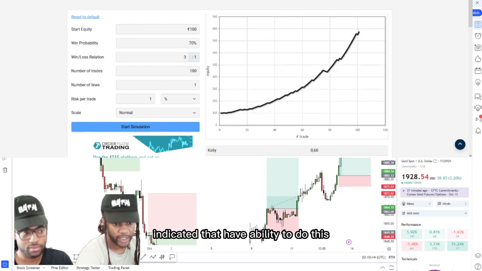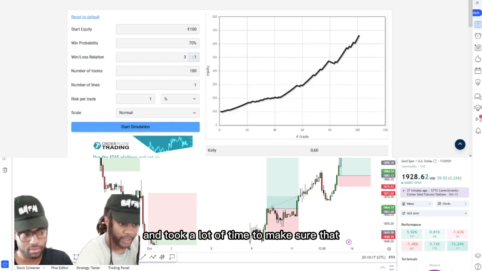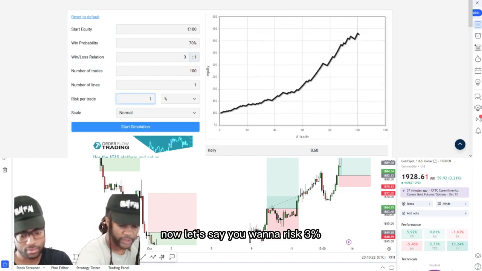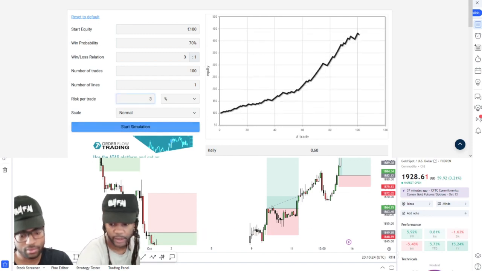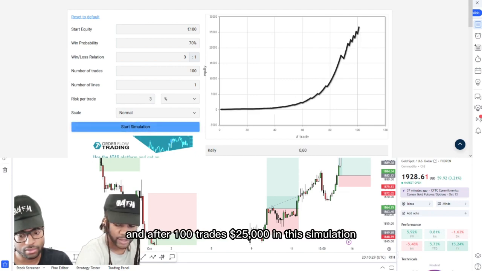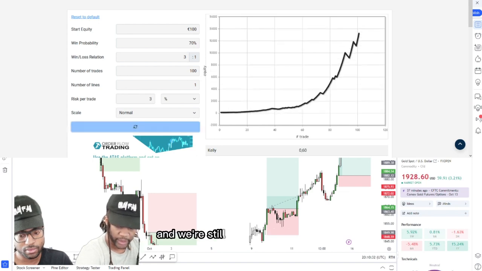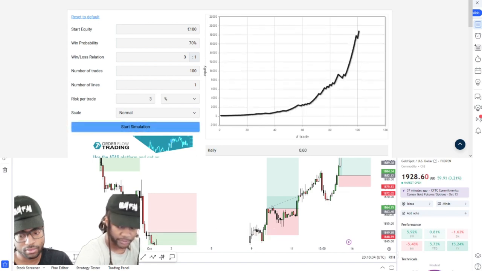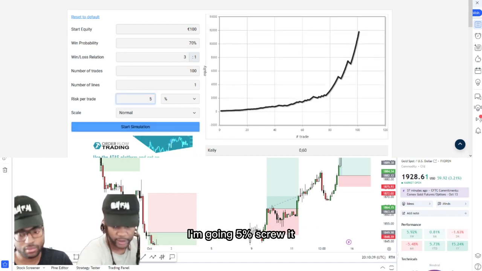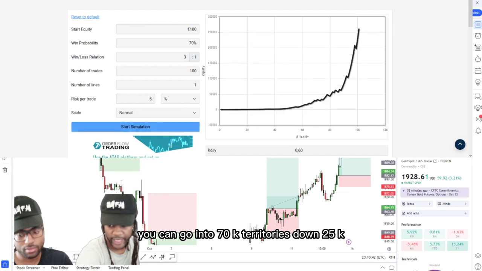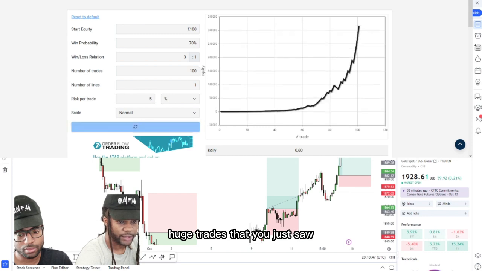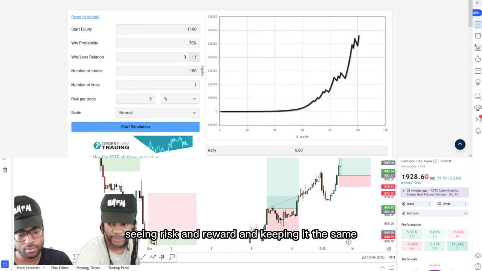We wanted to make an indicator that had the ability to do this. And it took a lot of time to make sure that you never go down with your money. Now let's say you want to risk 3%, you want to go a little bit more risky. That $100 turned into $10,000, and after 100 trades, $25,000 in this simulation. And it's still gonna always be up. Let's say you even wanted to go more risk. Let's say you was like, yo, I'm going 5%. Screw it. You can go into 70K territories now, 25K, just off of taking 100 of these huge trades that you just saw. Same risk, same reward, and keeping it the same.